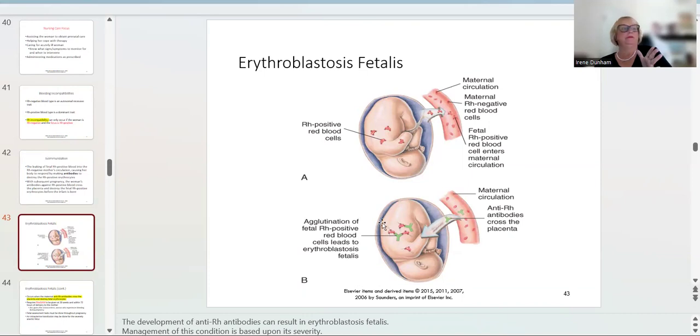That's the condition. Now, there have been very successful intrauterine blood transfusions, okay, where they'll take out baby's blood and put in new blood. It's very risky. That's only because they want to save the baby, okay? So it can happen. And so this is called erythroblastosis fetalis.